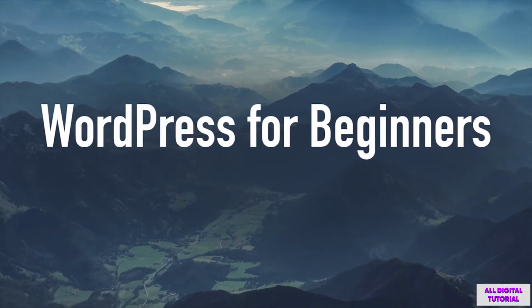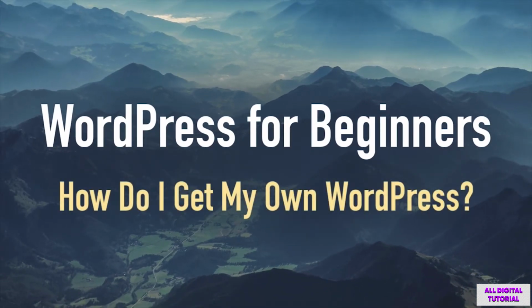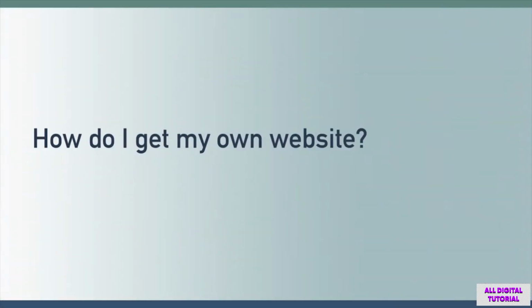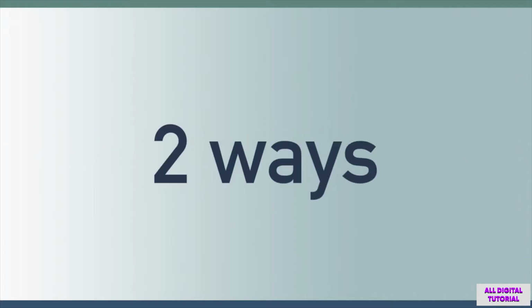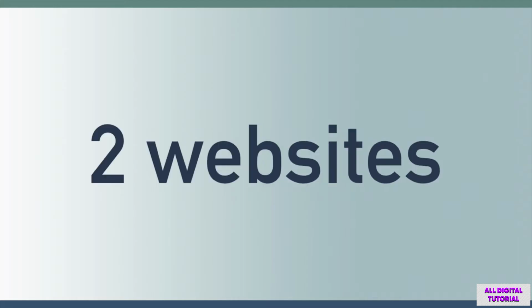Hello, everyone. In this lesson, we will answer the question, how do I get my own WordPress? Right? So how do I get my own public-facing website, and how do I get my own administrator dashboard? Well, there are 2 main ways to get started with WordPress, and it all boils down to 2 websites, WordPress.com and WordPress.org. Now, they each have their own pros and cons, so let me go over those right now.